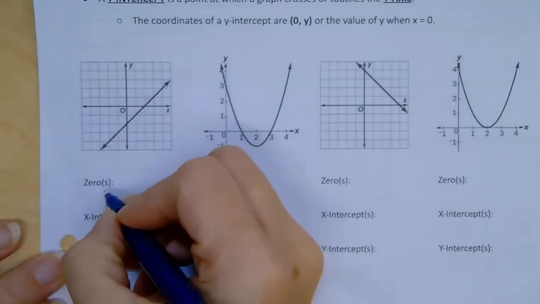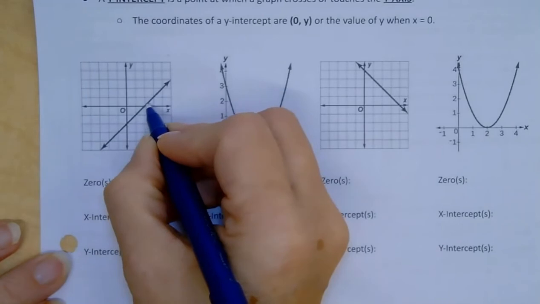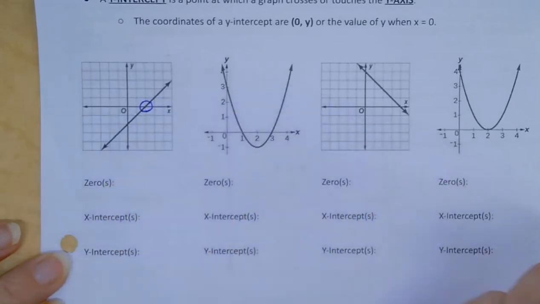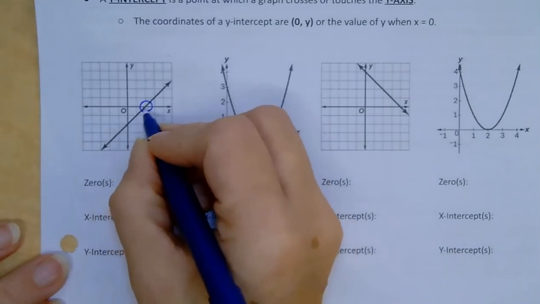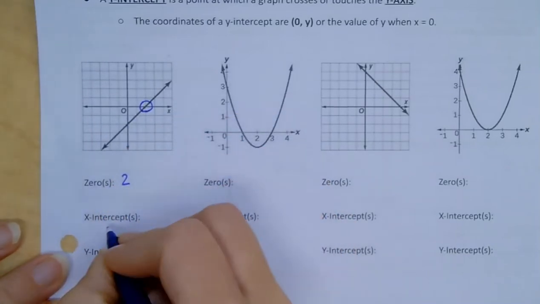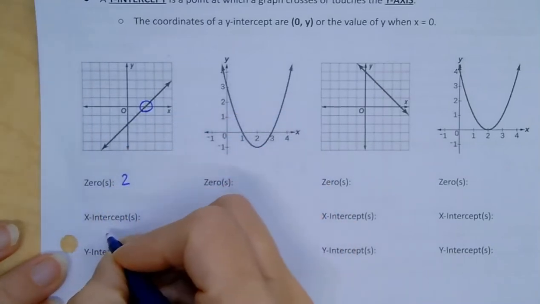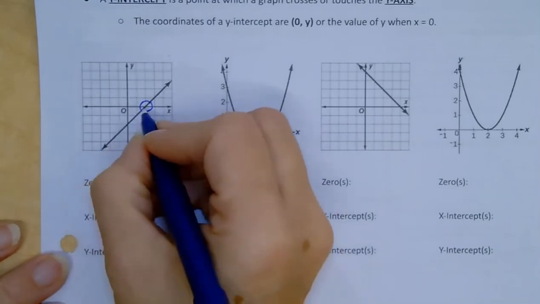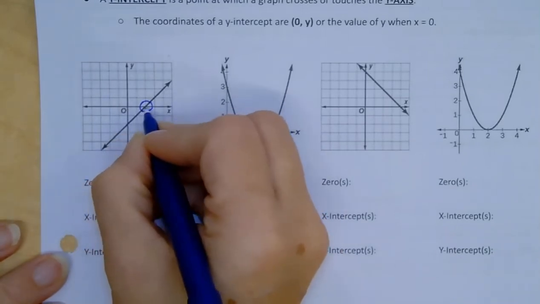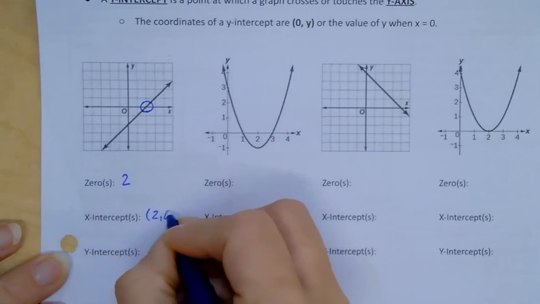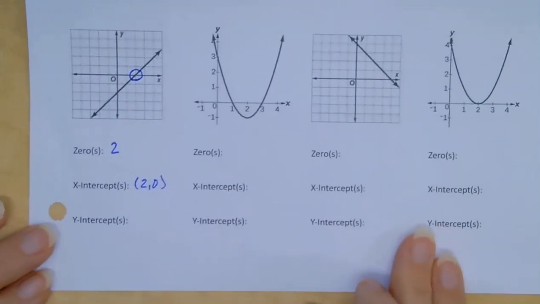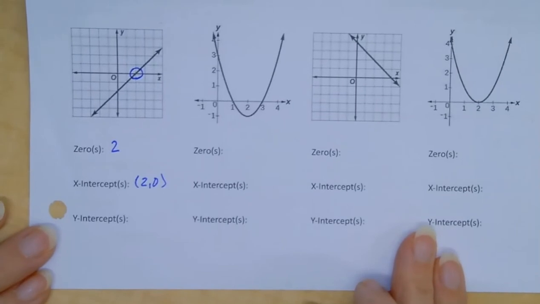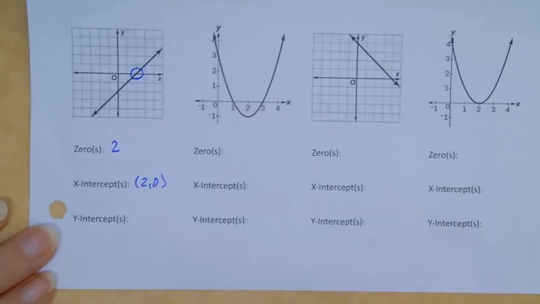Okay, so my zeros here, there's actually only one this time. I cross the x-axis right here. Zeros, where do you cross the x-axis? I cross the x-axis right there at 2. So, what would my x-intercept be? It would be that ordered pair at 2, 0. Okay, it's the same information, it's just written in a different way. Zeros, I normally am just asking for the number. Intercepts, I'm normally asking for the ordered pair.